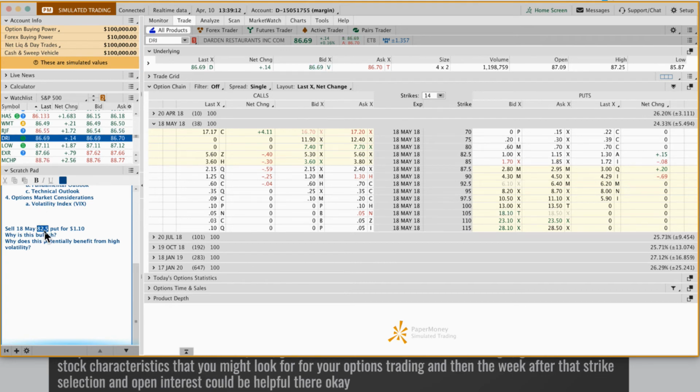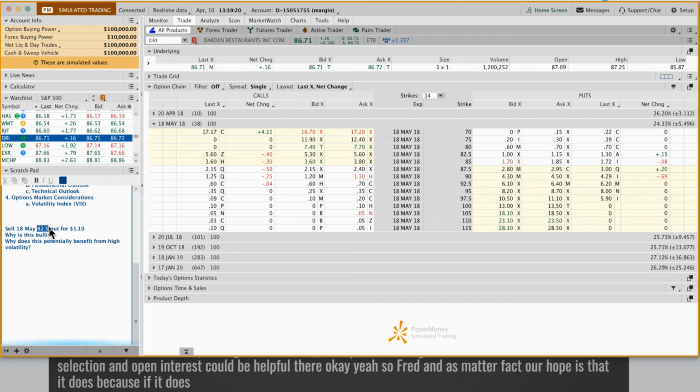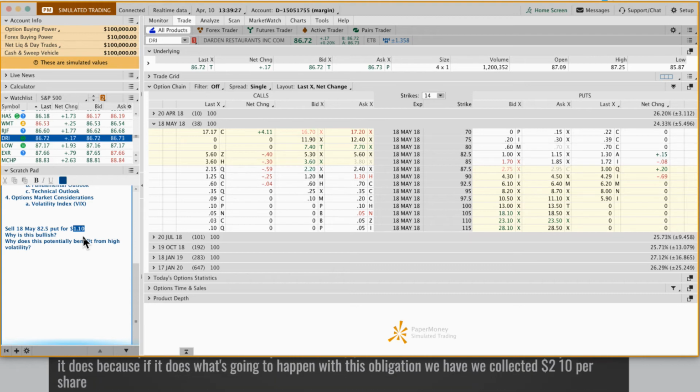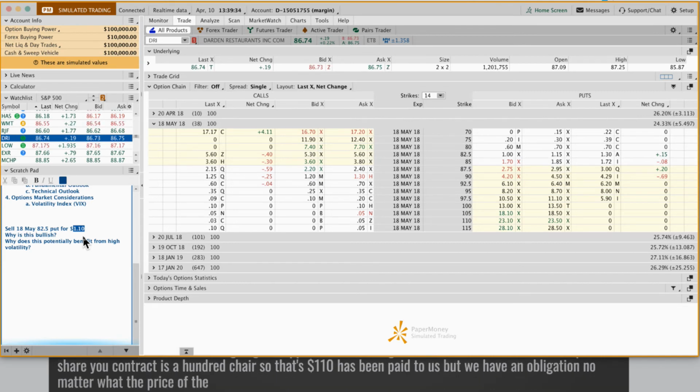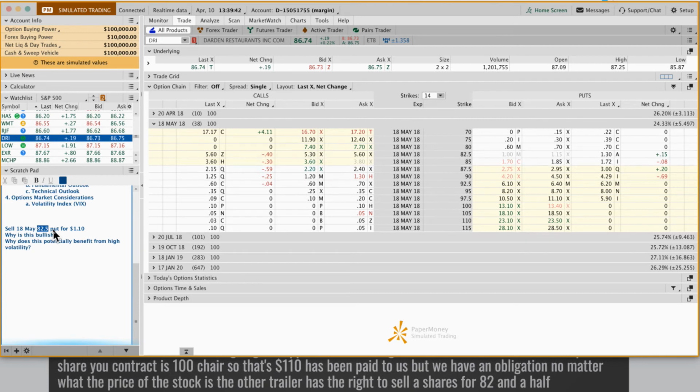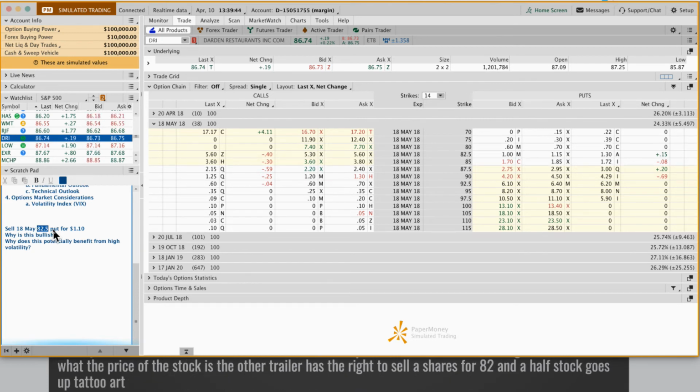Okay. Yeah, so Fred, our expectation is that the stock price could go up. And as a matter of fact, our hope is that it does. Because if it does, what's going to happen with this obligation that we have? We've collected $1.10 per share. Each contract is 100 shares, so that's $110 that's been paid to us. But we have an obligation. No matter what the price of this stock is, the other trader has the right to sell us shares for $82.5. Now, if the stock goes up as we expect it to, are they ever going to sell us those shares at $82.5?